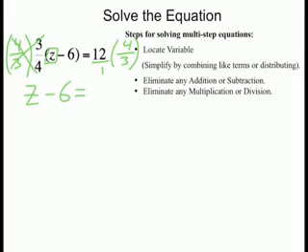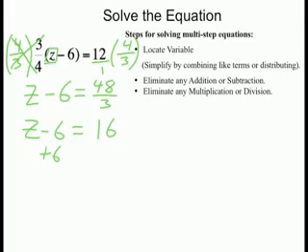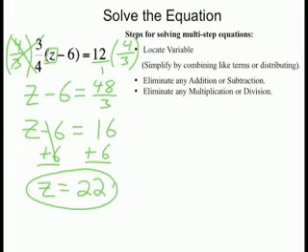And when you multiply fractions, you write 12 over 1. So up top we have 12 times 4 is 48. On the bottom we have 1 times 3 is 3. So z minus 6 equals 48 divided by 3 is 16. Now we add 6 to both sides. The left side we're left with z. And on the right side, 16 plus 6 equals 22. So z equals 22.